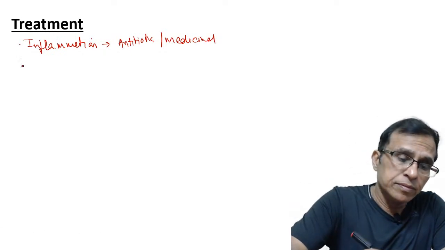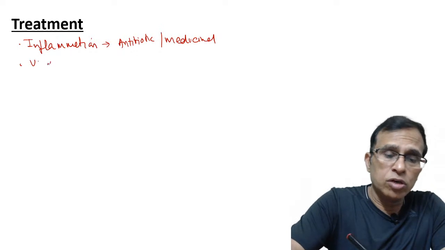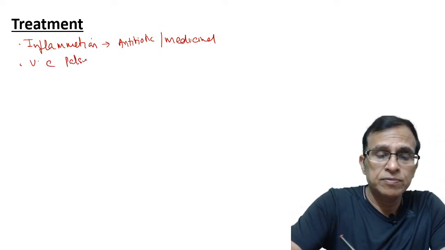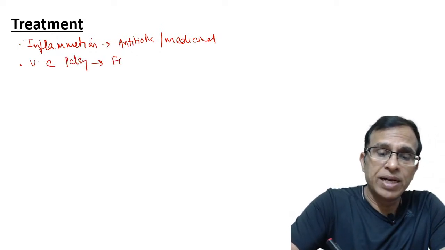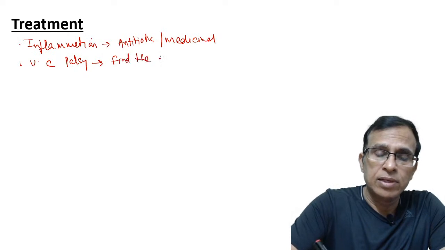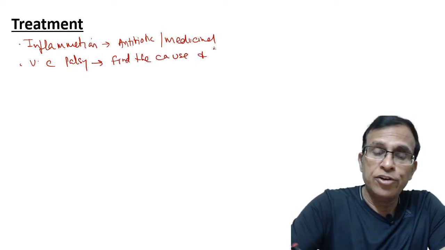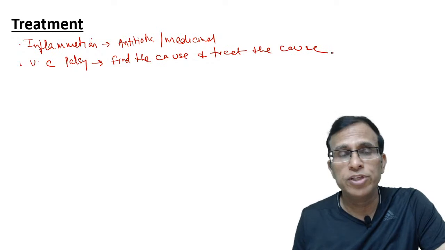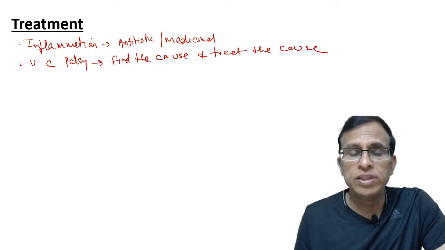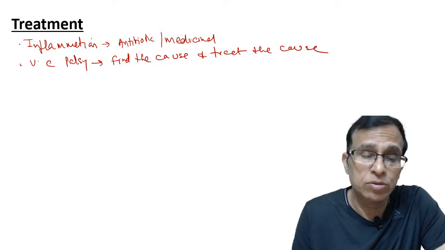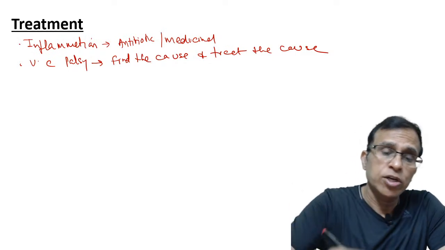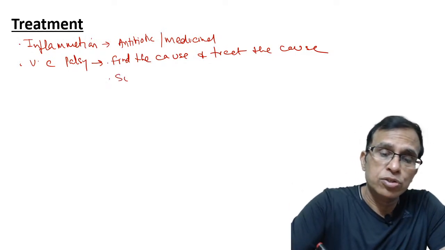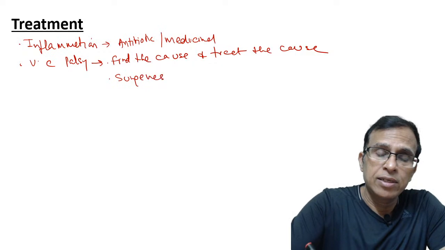If it is vocal cord palsy, then you have to find the cause of the palsy and treat the cause. So first, if there is a tumor, you have to treat the tumor. But very often there is no cause, like idiopathic. So you cannot do it. In such cases, you may have to do surgeries. So surgeries may be required.